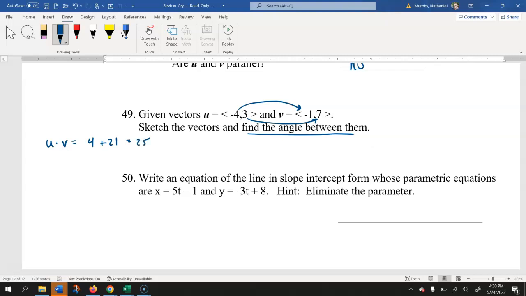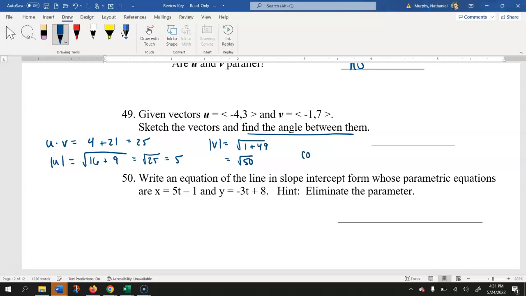So now let's find the magnitude of each vector. For the magnitude of vector u, we would take the square root of negative 4 squared, which is 16, plus 3 squared, which is 9. We get the square root of 25, which is 5. So the magnitude of vector u is 5. Now let's find the magnitude of vector v. We would take the square root of negative 1 squared, which is 1, plus 7 squared, which is 49. And we get the square root of 50, which can't simplify, so we're just going to leave it like that.